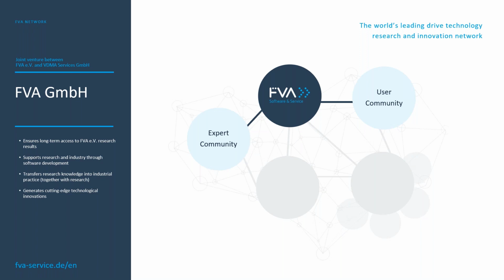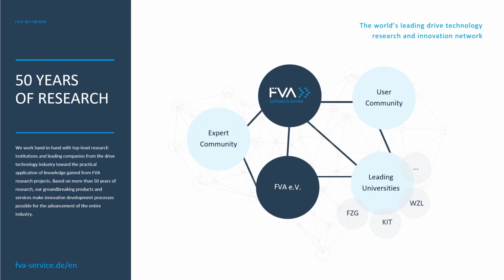The FVA GmbH is a joint venture between the FVA and the VDMA, and the main mission of the FVA GmbH is to transfer the research knowledge of the around 200 projects per year to the member companies and to make the know-how usable in daily business. This research and innovation network exists and has been successful for over 50 years.